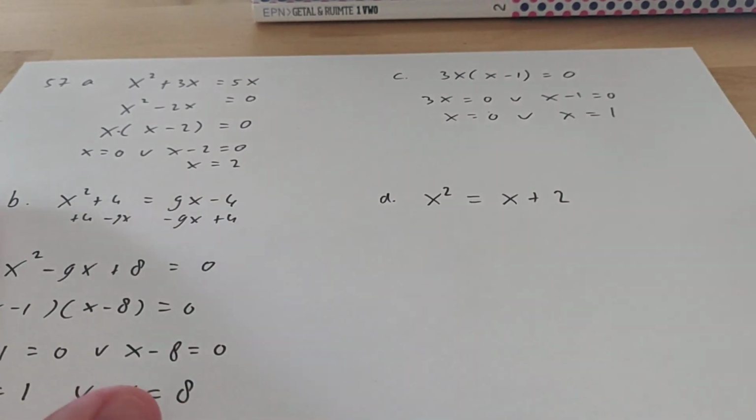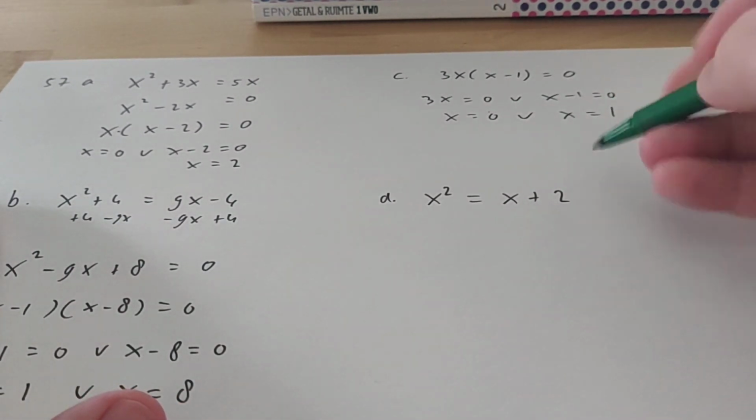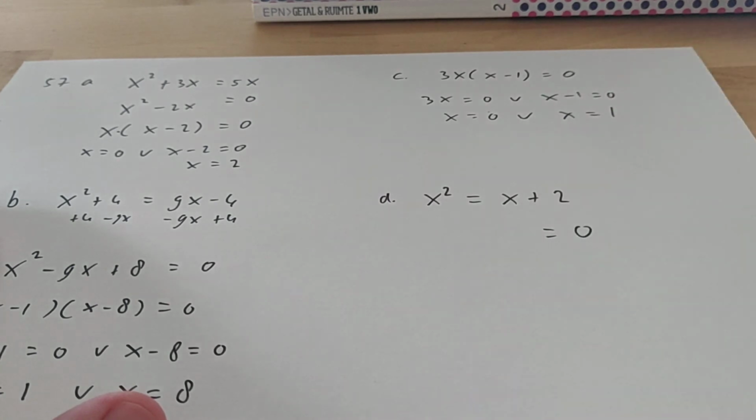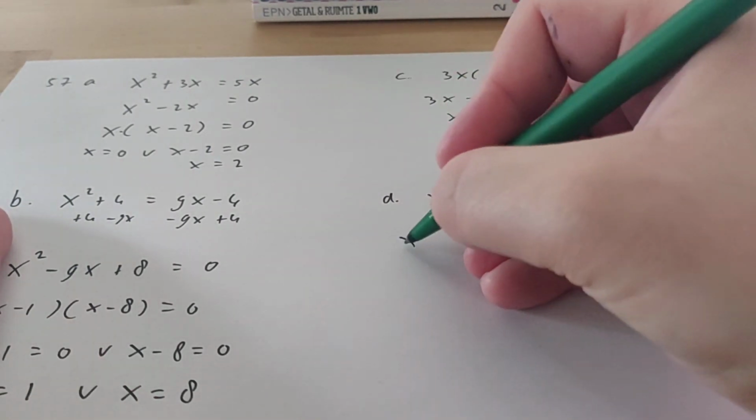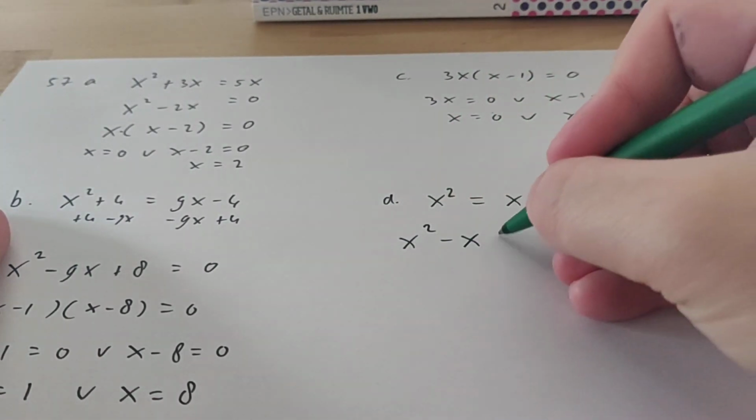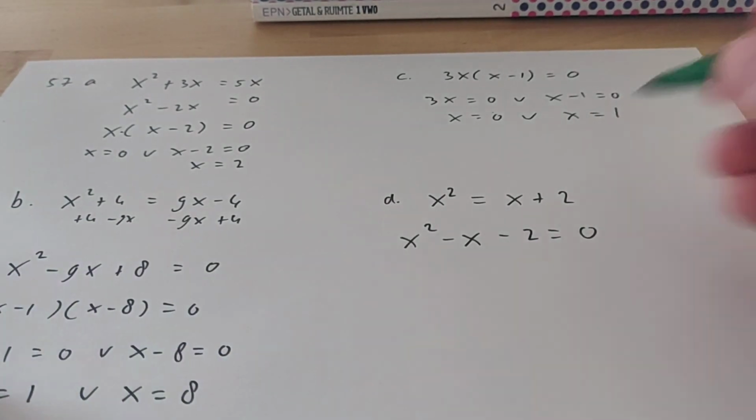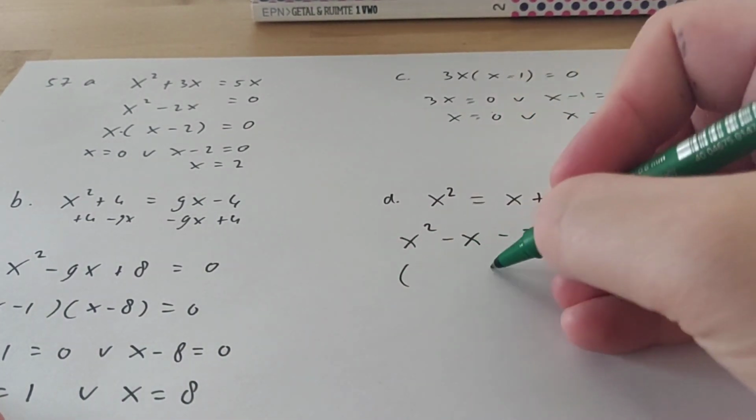Moving on to D. Here we have x plus 2 on this side, but on one side you want to have a 0, otherwise you can't solve it. So you get x squared minus x minus 2 equals 0. We see three things, so that means we use the product sum method.